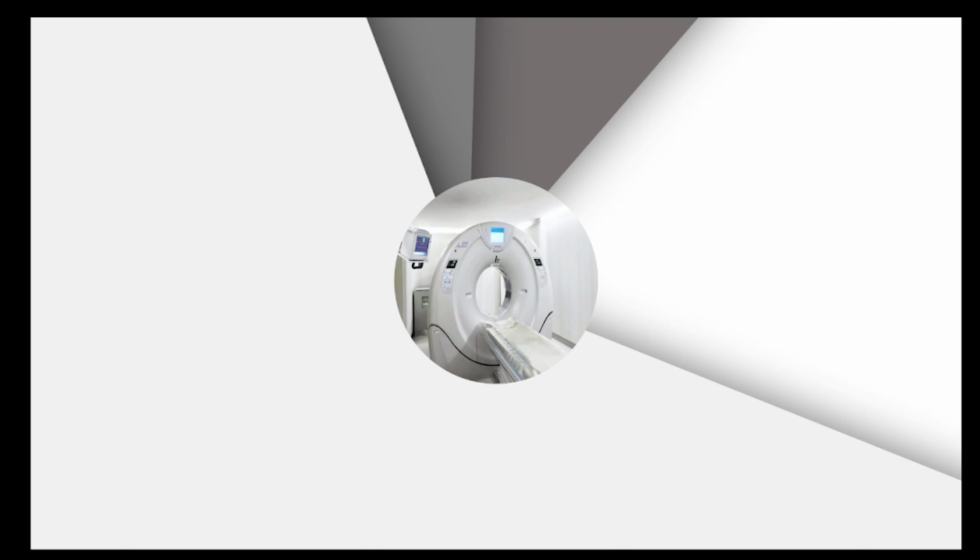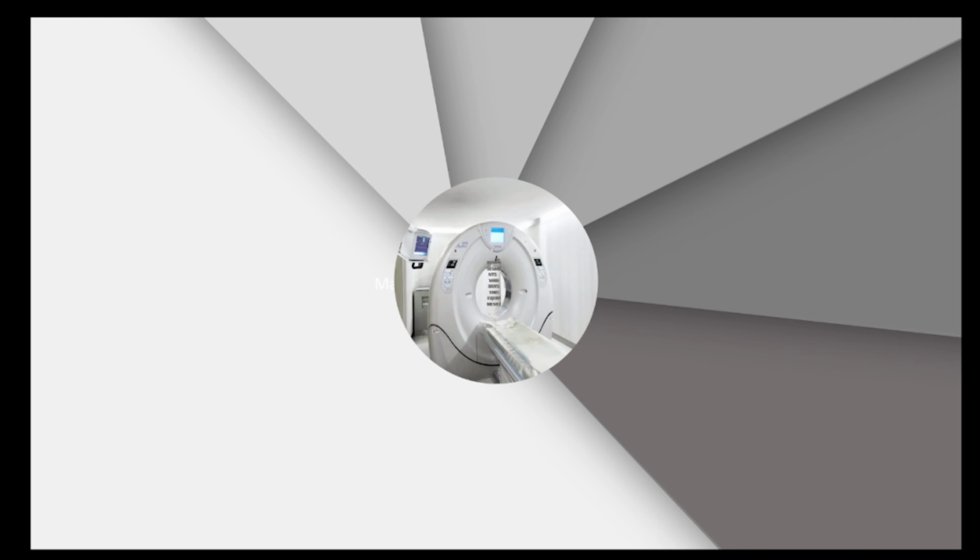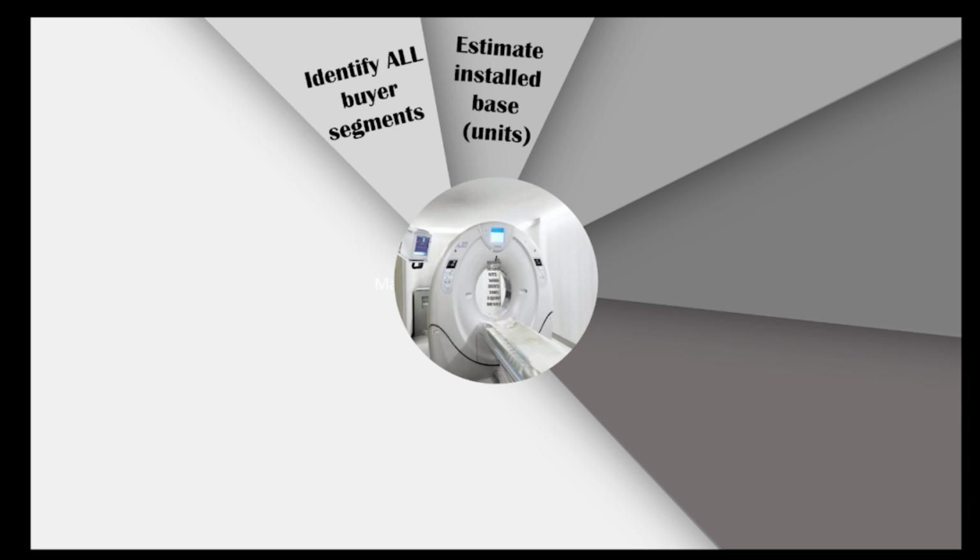If I discuss the approach, it is not a traditional population-based approach like we did in our previous videos. Here the first thing we are going to do is identify all the buyer segments, who are the potential customers who will buy these types of machines, and from that we will estimate the total installed base in terms of units. Once we have the installed base, from that we will consider the replacement demand and the growth demand, which will give us the total annual demand.